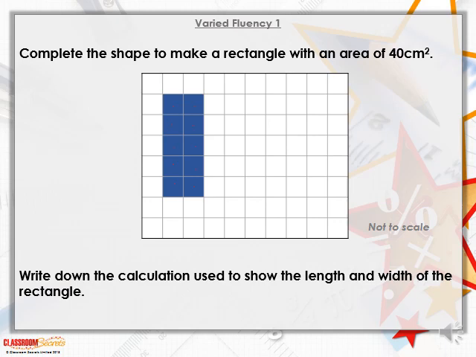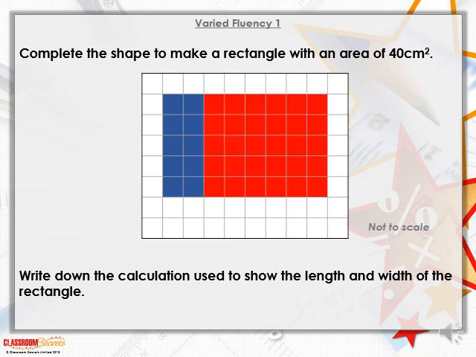So let's count. So we've got 5, 10, 15, 20, 25, 30, 35, 40. So now our shape has an area of 40 centimetres squared.